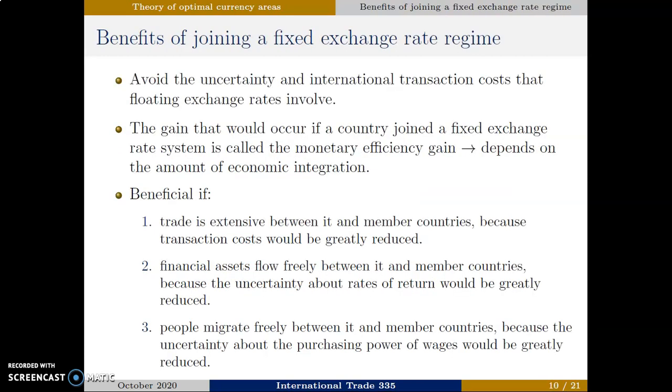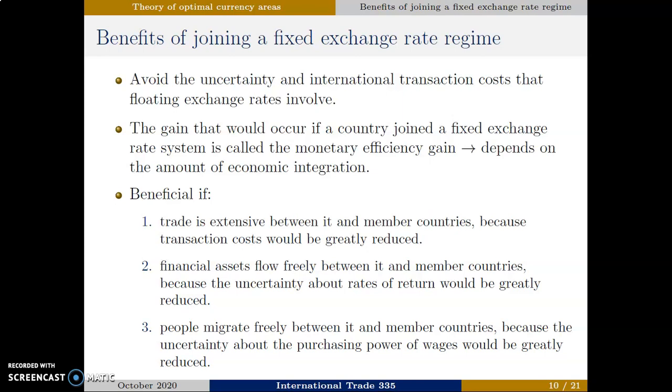One of the benefits of joining a fixed exchange rate regime is to avoid uncertainty and international transaction costs that are involved with the floating exchange rate. The gain that would occur if a country joins a fixed exchange rate system is called the monetary efficiency gain. This gain will depend on the level or amount of economic integration between the country that wishes to join and the other countries that have already joined.